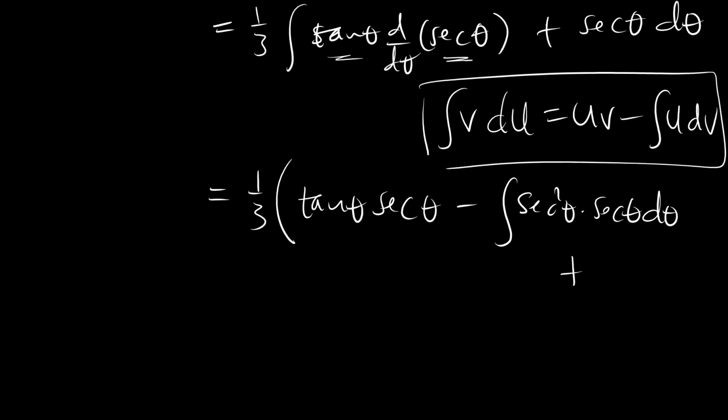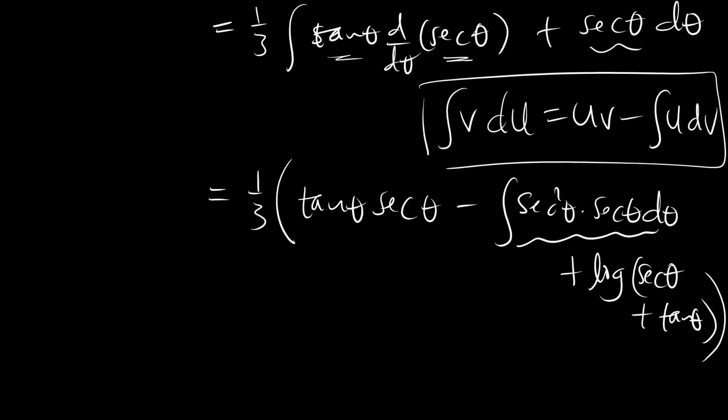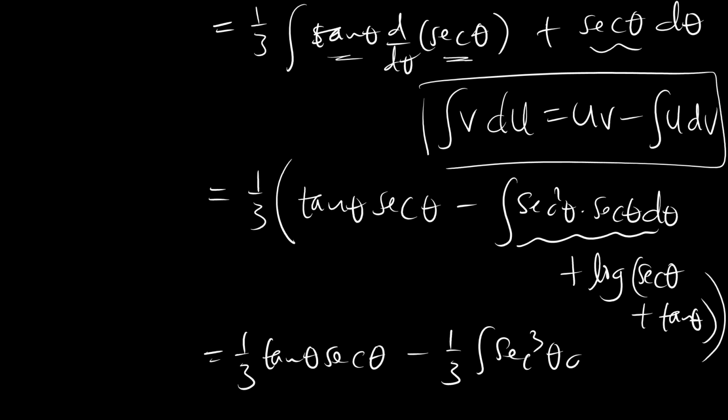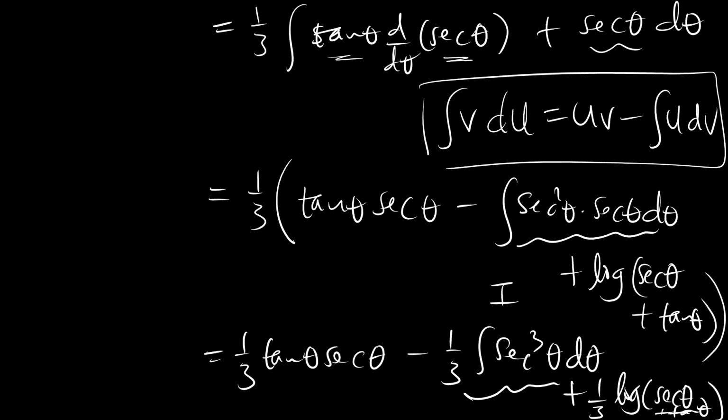Okay, plus the integral of sec theta, which is the natural logarithm of sec theta plus tangent theta, close the big bracket. So this guy here comes back to the integral of sec cubed theta. So we can express this as a third tangent theta sec theta minus a third of the integral, plus a third log of sec theta plus tangent theta. This here is the same as I, our initial integral, right? So if we have I on the left-hand side, we can now bring this onto this side.